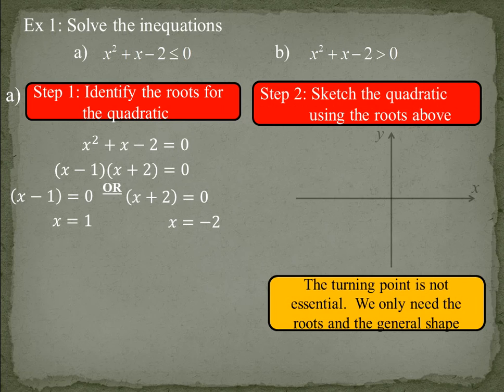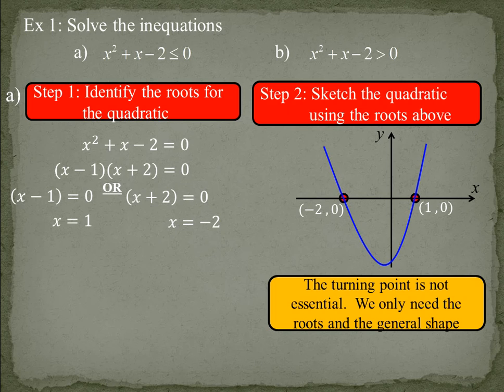So draw your sketch. Again, as I said before when we covered sketching quadratics, there are going to be scenarios in Higher where some of the information is not necessary. In this example, the turning point is irrelevant because it plays no part in what we're being asked to find. So we only need to have the roots and the general shape. So roots are (1, 0) and (minus 2, 0). The general shape is a positive x squared, so we have a minimum.